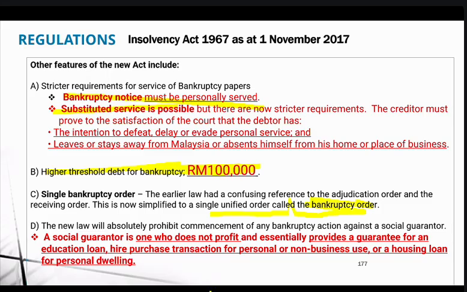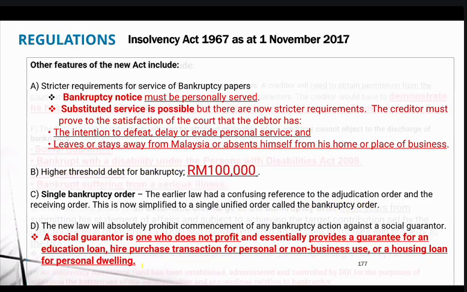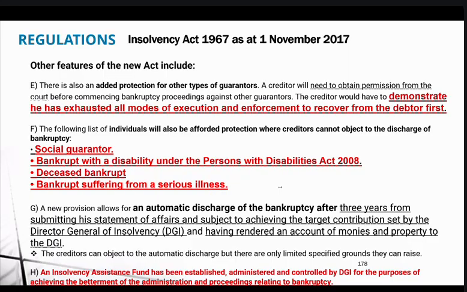A social guarantor, by definition, is one that doesn't profit and essentially provides a guarantee for an education loan, an HP transaction for personal non-business use, or a housing loan for a personal dwelling. So just remember that you cannot make a social guarantor bankrupt, for exam purposes. They have also added other protection for other types of guarantors. Generally you have to exhaust all modes to recover from the debtor first before you go after the guarantor. These are all the lists.